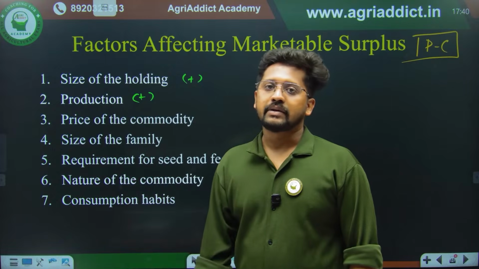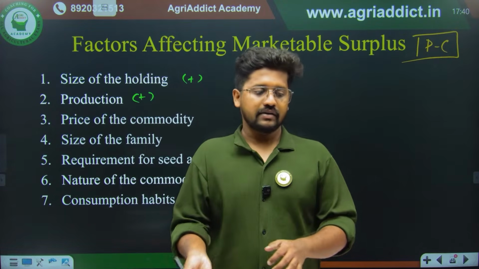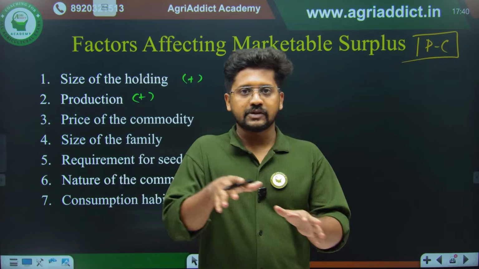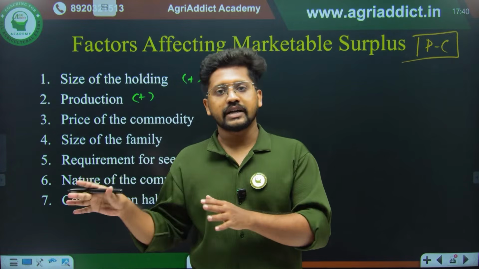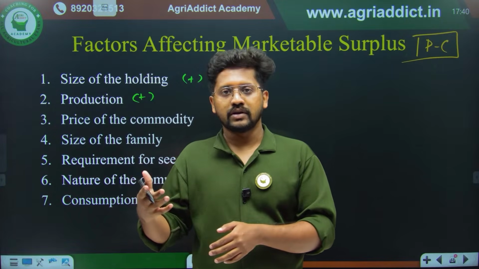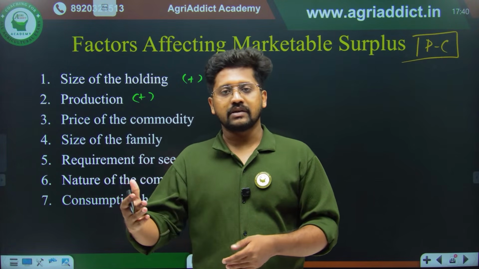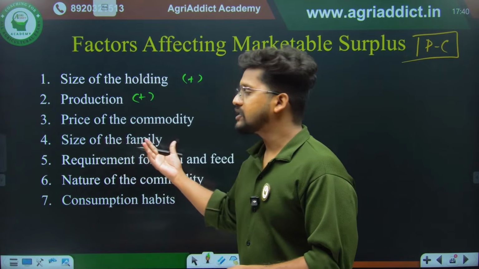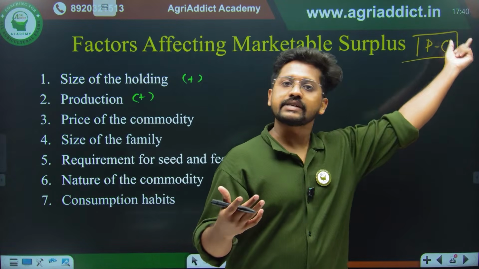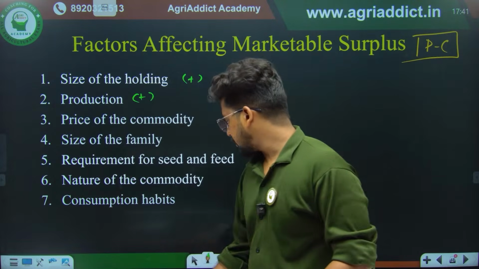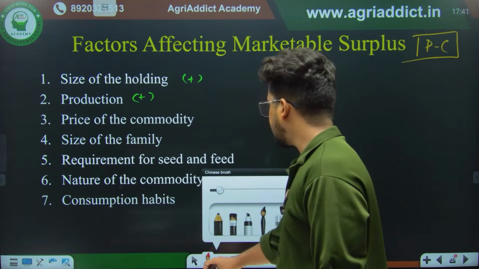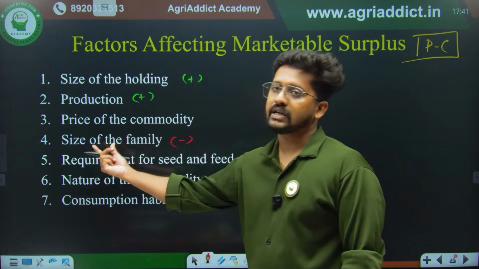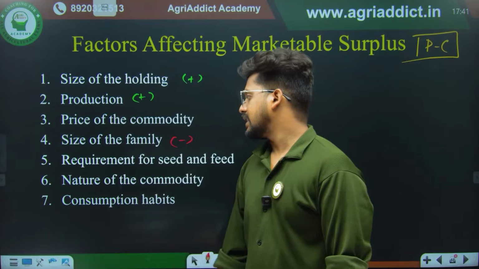Fourth one, size of the family. Compare the same kind of production with respect to a nuclear family and a joint family. The requirements will be more in the case of a joint family, because they need more food, more consumption, more medical expenditure, more educational expenditure, more payments, right? So as the size of the family increases, the consumption, this negative side, increases, and marketable surplus is going to reduce. So the relationship between the size of the family and the marketable surplus will be an inverse relationship.